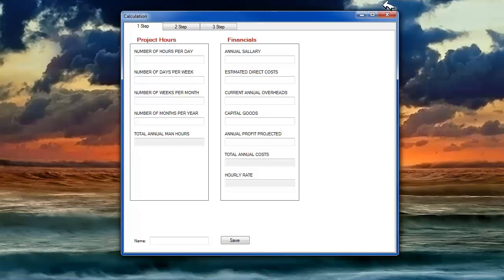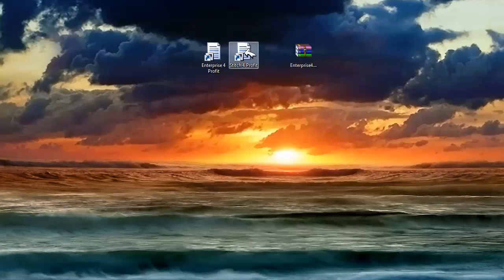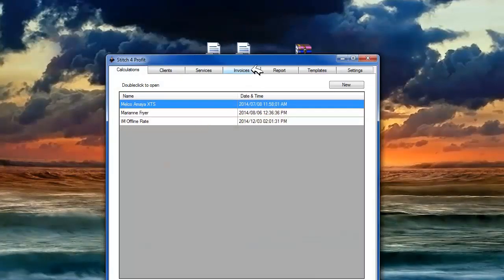I close this up. I'm going to go and open my Stitch for Profit software. So I suggest you basically download both of them, install both of them, and have both available on your computer, because they actually talk to one another in any case, using the same information. So let's just wait for it to open up quickly. There we go. And you can see now it's just opened up and exactly the same information is there.